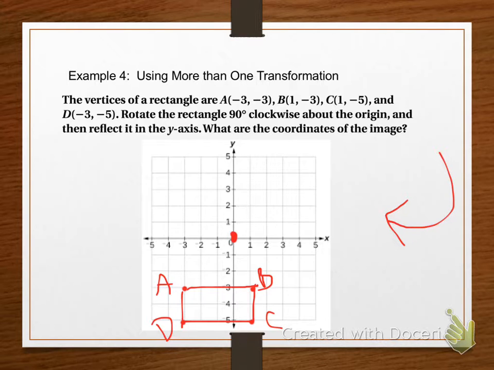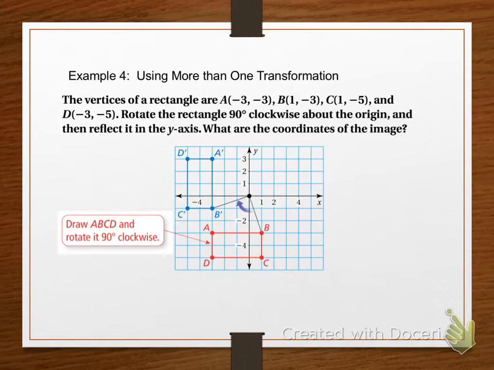This is 3 across, so we're going to go 3 up and put a point. This one's 1 to the right, so we're going to go 1 down. And then these are going to be right there. So our first transformation should get a figure that looks like this when we connect all those dots. This is rotated 90 degrees clockwise.